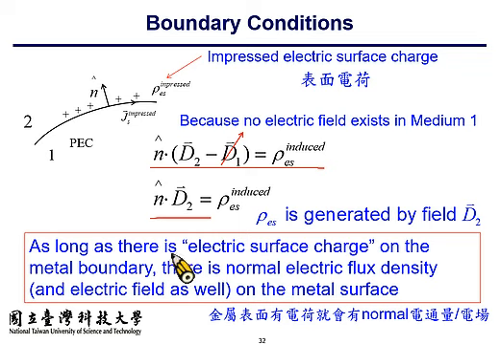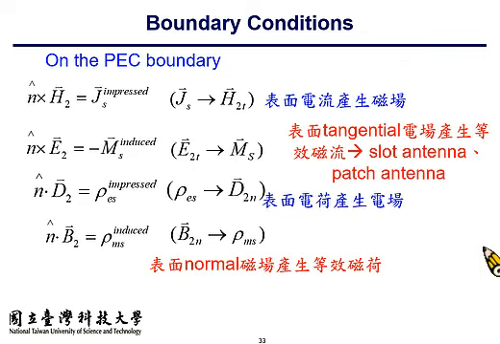So as long as there is an electrical surface charge on the metal boundary, there is normal electrical flux density and normal electrical field intensity as well on the metal surface. 所以金属表面只要有电荷分布的话，表面电荷分布的话，就会有 normal component 的电磁场的电场跟 normal component 的电通量。So here is the summary on the PEC boundary.